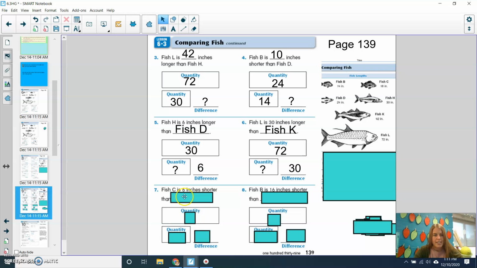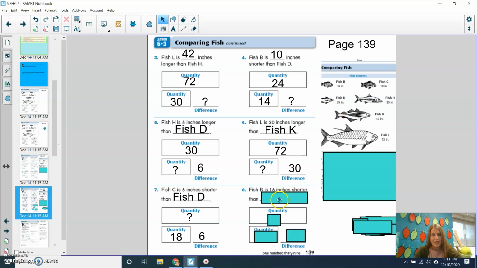Fish C is 6 inches shorter than which fish? So fish C is 18 inches. And since it's the shorter fish, I'm trying to figure out my larger quantity. So this time I know that I need to add 18 plus 6. And so my answer would be fish D, because 18 plus 6 is 24, which is the same as fish D.